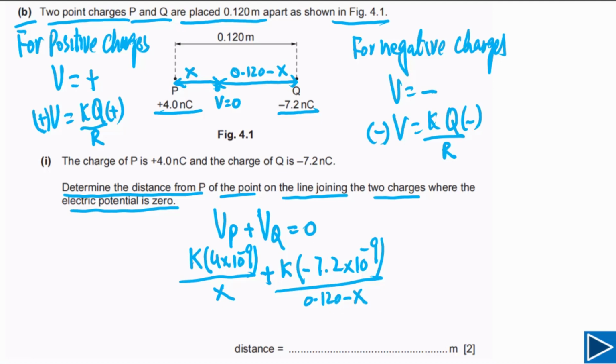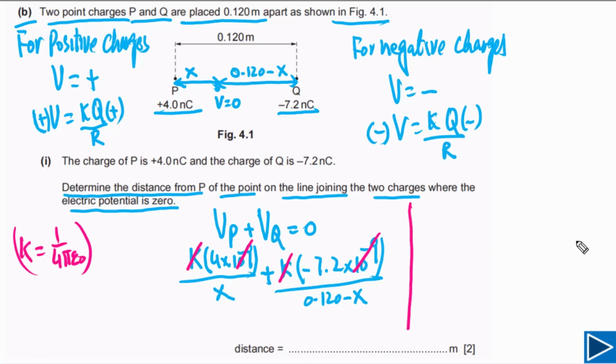Now from here, there are a few things we can cancel out. The first thing we can cancel is the k. I'm just using k here, but you need to understand k is equal to 1 over 4 pi epsilon naught. You can also enter 1 over 4 pi epsilon naught; to keep it simple, I'm using k. So we can cancel k with k, and we can cancel 10 to negative 9 with 10 to negative 9.